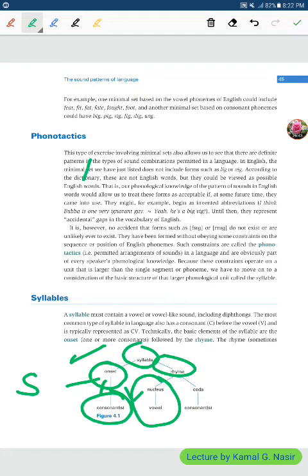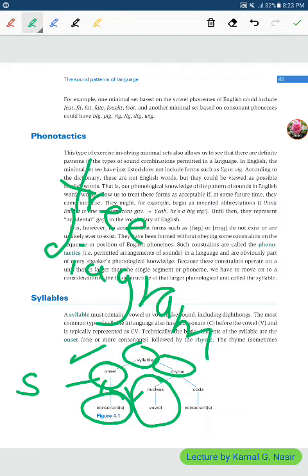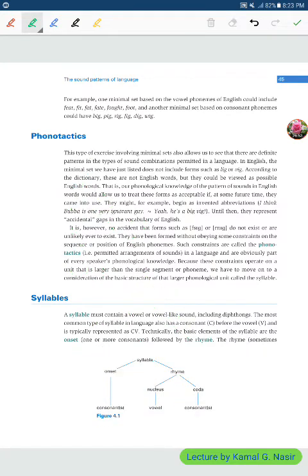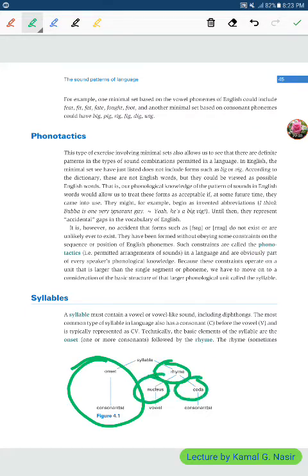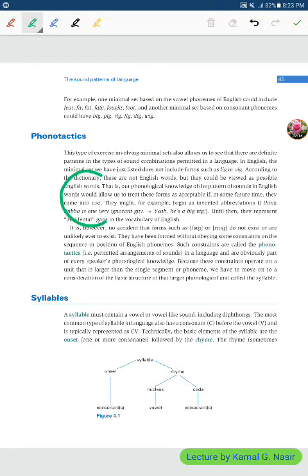You remember the tree diagram? This is a tree diagram, okay? You remember Chomsky's tree diagram? This is a tree diagram of what? The syllable. It is onset and the rhyme, where the rhyme includes a nucleus and coda, and the nucleus is the vowel and the coda is the consonant. Which consonant? The consonant which comes after the vowel, you see? So it will be in this way. This is consonant, this is vowel, and this is consonant.